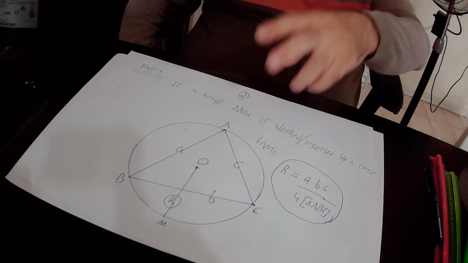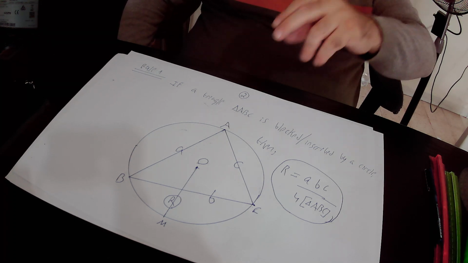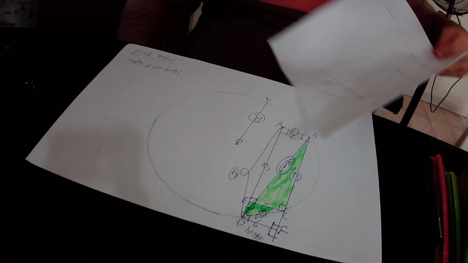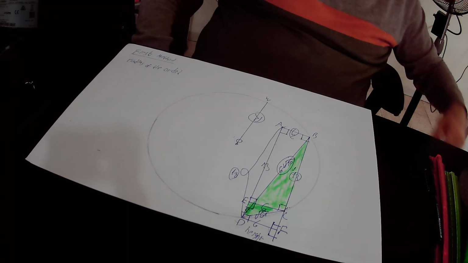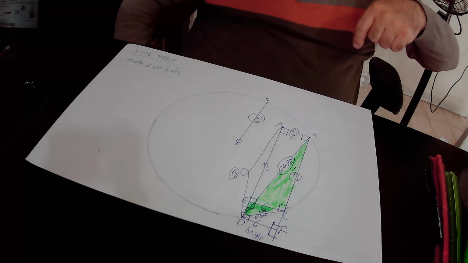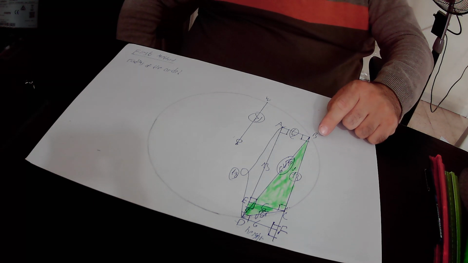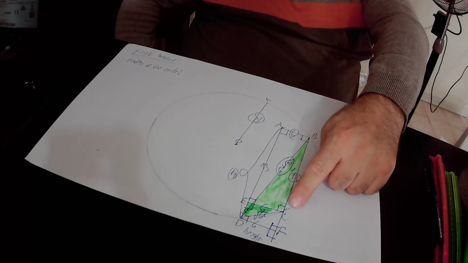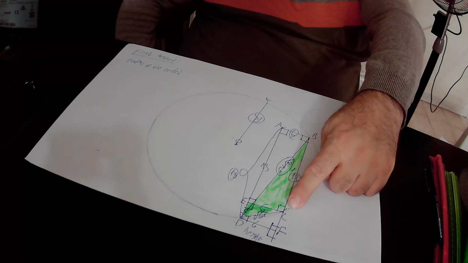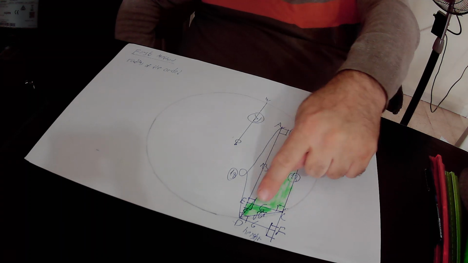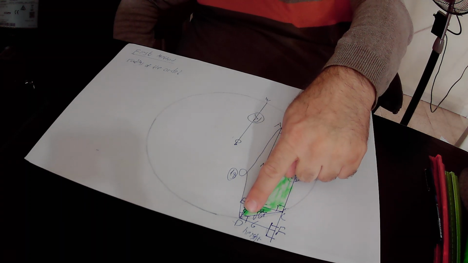Okay, now we can implement this rule number 1 in our drawing. Why? Because in our drawing we have this green triangle BDC. This vertex touches the circle at point B, this vertex of the triangle BDC touches the circle at point C, and this vertex touches the circle at point D.